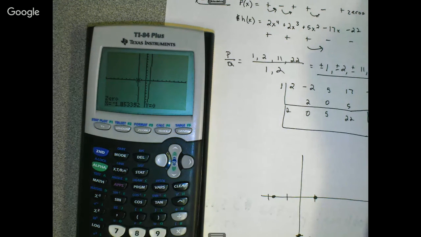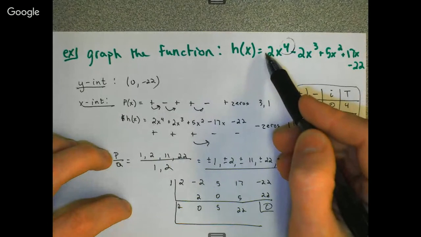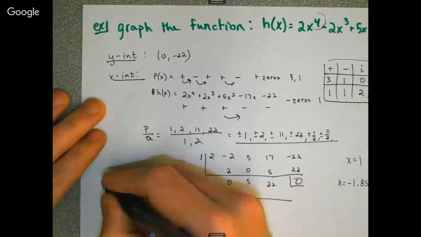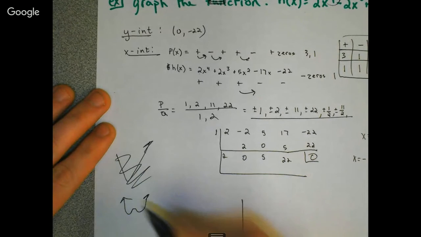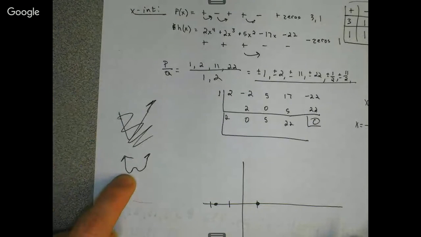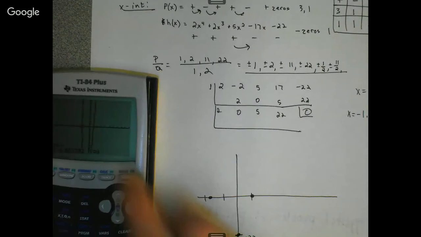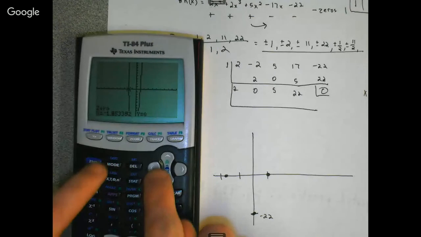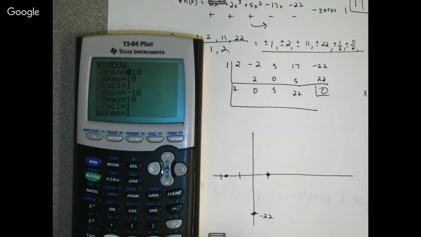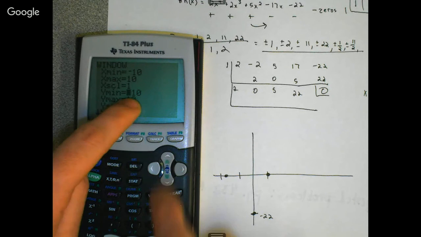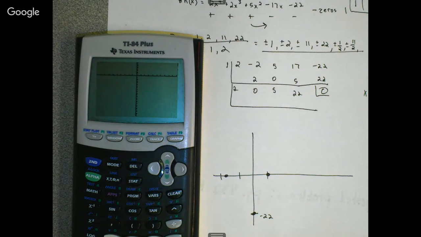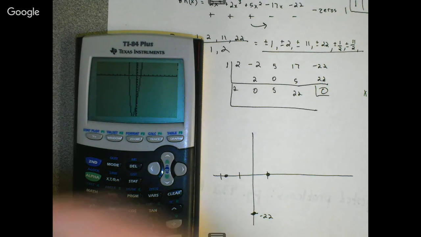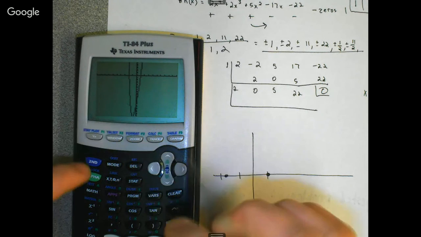Well, this leading coefficient here was positive, and I'm x to the fourth. So that means I'm going to open up. That shouldn't be a V, but x to the fourth should open up, right? And again, remember, I don't have to have all those humps. So if I rearrange this window here, we'll go lower on my minimum. Let's say we go to negative 30. We still can't see that bottom portion right there, so let's change it some more.